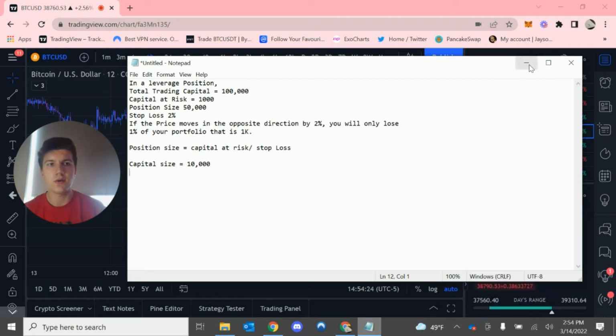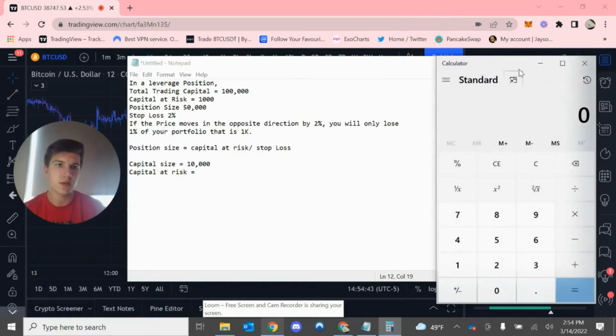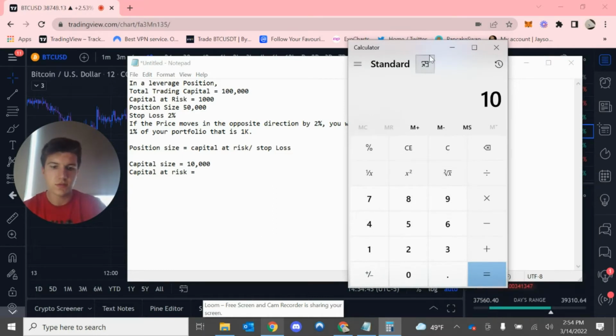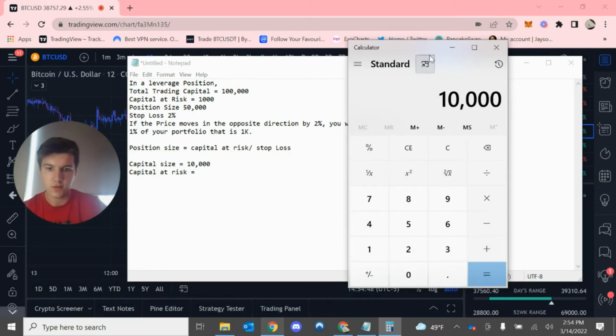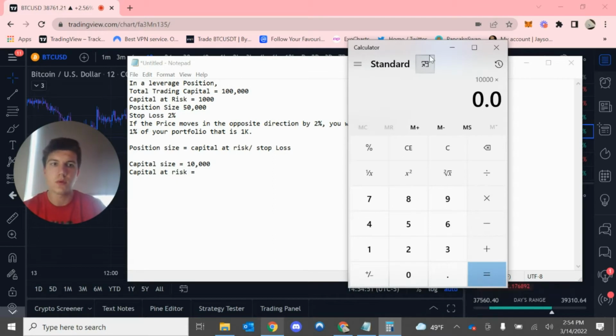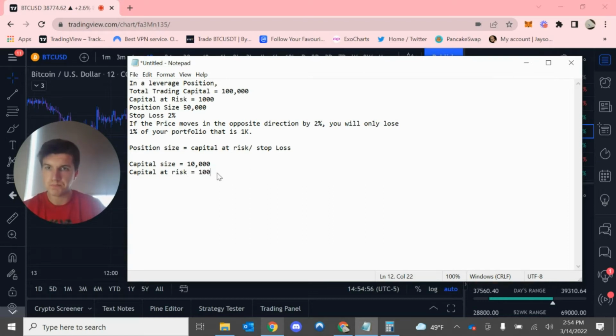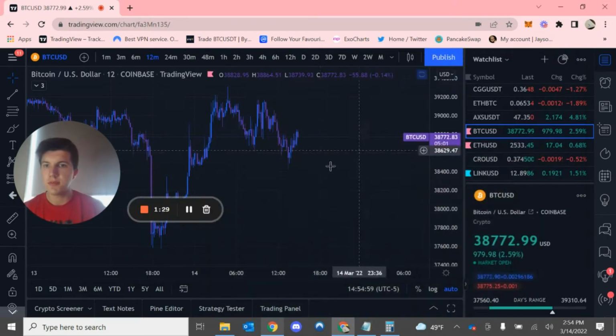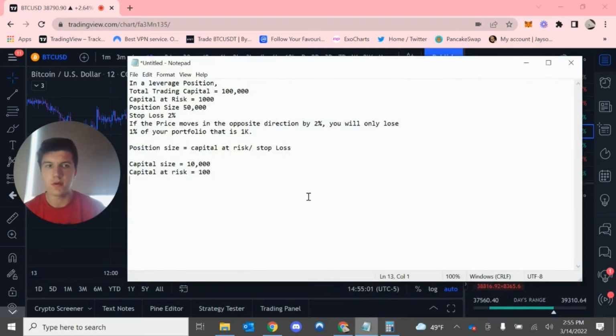This will allow us to calculate how much we are willing to risk, and I highly recommend that you only risk 1% of that total trading account. So I'm going to write down capital at risk. It's going to be 1% of that $10,000. Let me do this on my calculator. I know the answer, but just showing you. So $10,000 times 0.01, which will be $100. So keep in mind how much you're willing to risk right here.